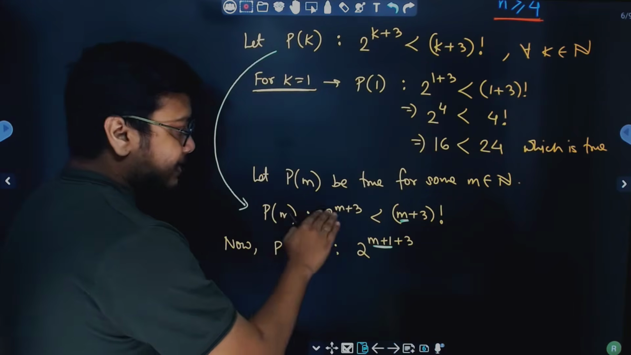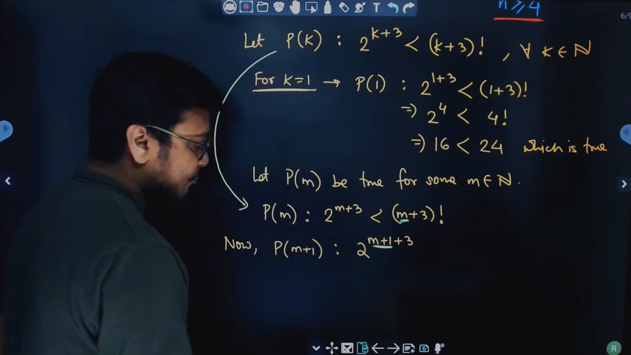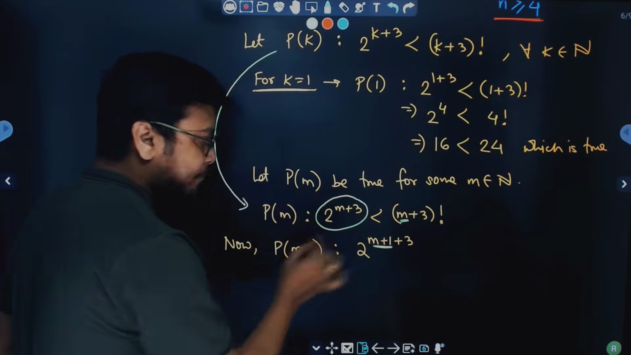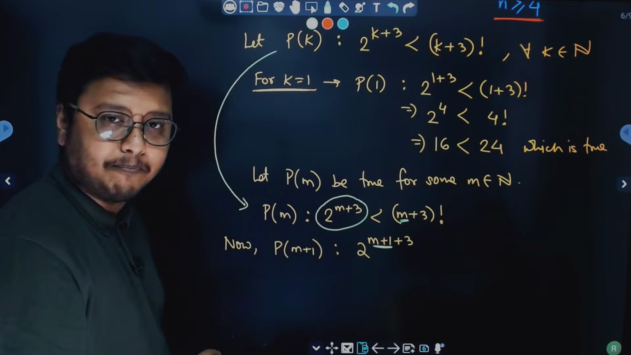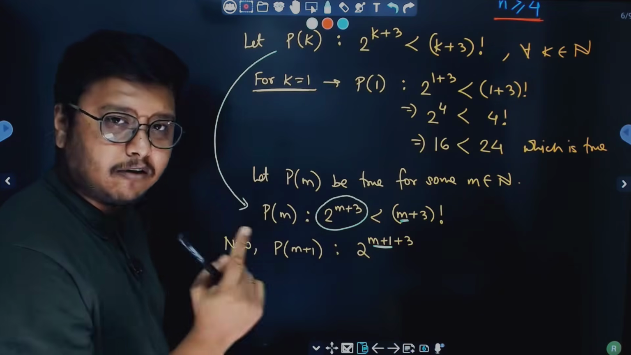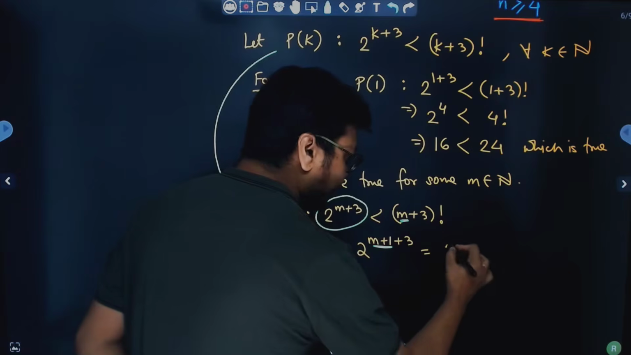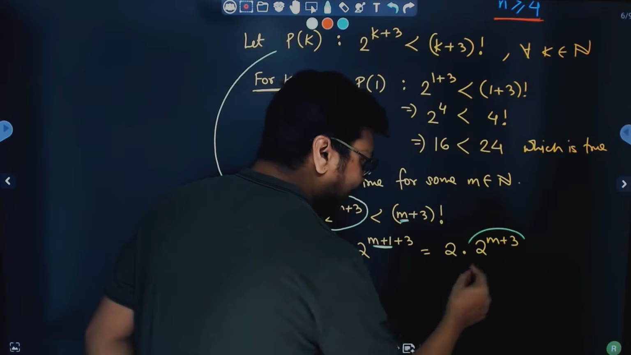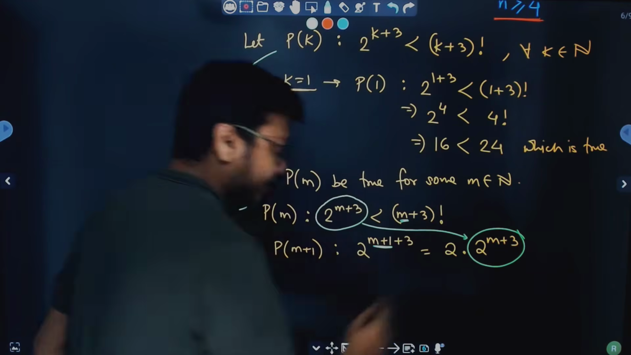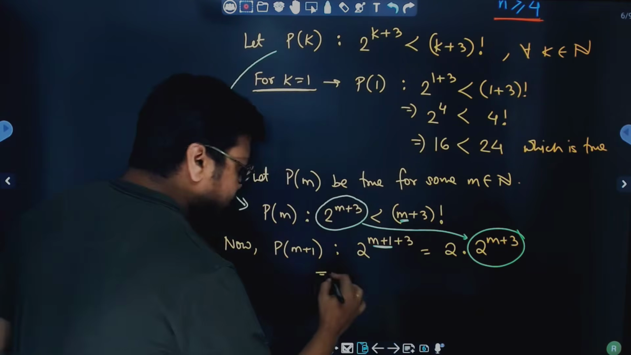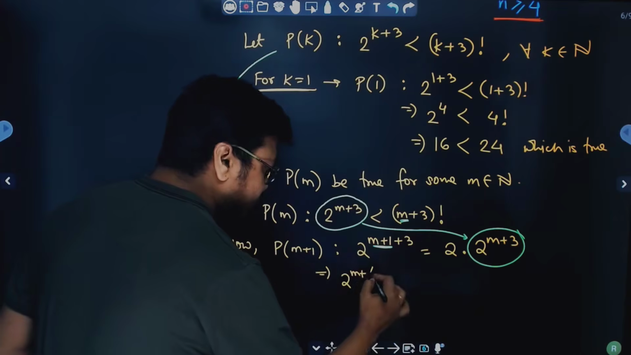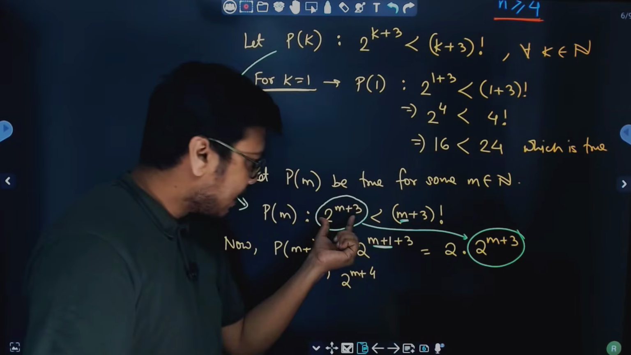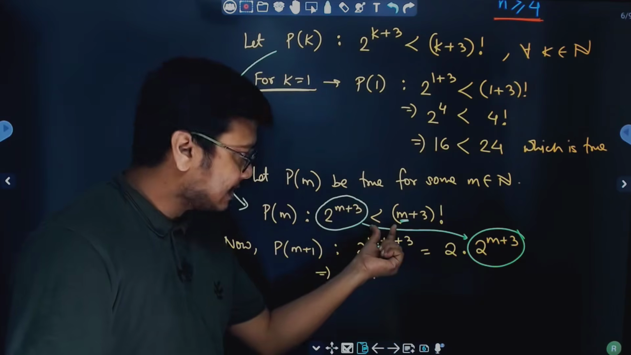But we will need the help of the previous line. Now to get the help of the previous line, you can see you have a power of m plus 3 over there and over here you have a power of m plus 4. So I need to get rid of one power. So I can write this as 2 times 2 to the power m plus 3. Now I can get this value substituted right from here. So I have 2 to the power m plus 4. If I substitute this value, then I have the inequality less than sign.